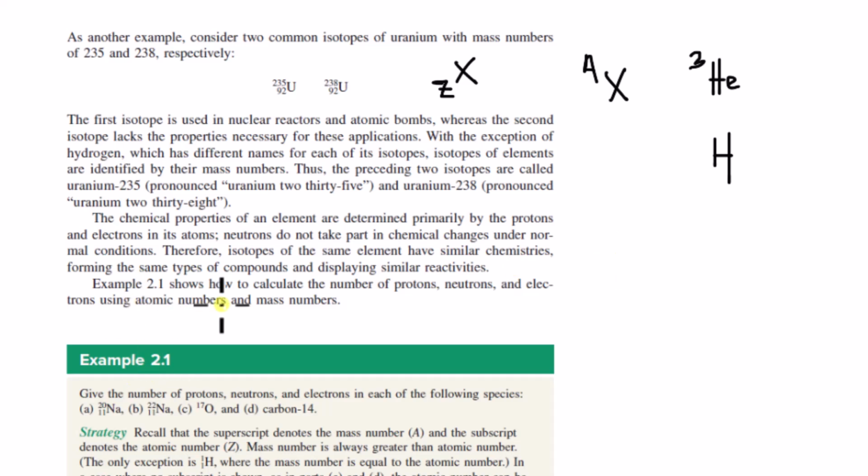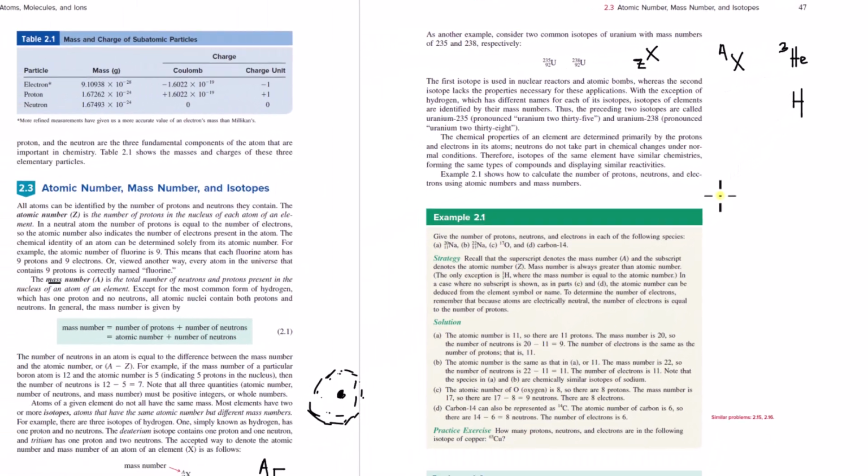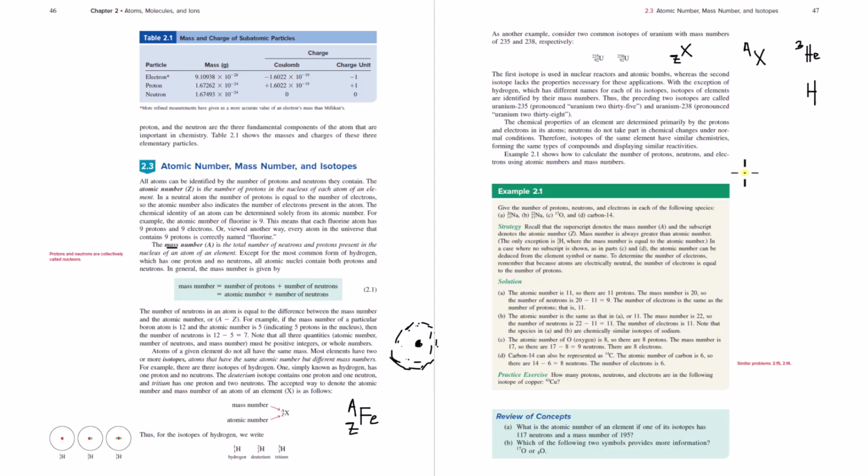Okay, example 2.1 shows how to calculate the number of protons, neutrons, and electrons using atomic numbers and mass numbers. So yeah, we're going to work a bunch of examples like this. It's really simple. Remember, one thing you want to keep in mind is if you know information about the number of electrons or the number of protons within an atom, then you can determine either one. So if all you know is information about the number of protons, then that's going to dictate the number of electrons if the atom is neutral or if it has a -1 charge, and vice versa.